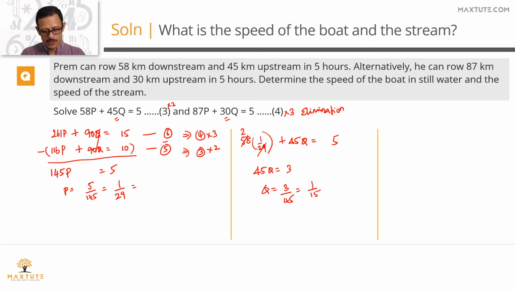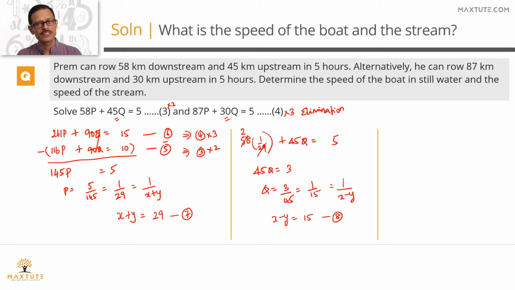What is p? P is equal to 1 by x plus y. That's what we assigned it to be. So if 1 by x plus y equals 1 by 29, then we know that x plus y is equal to 29. Let's call this equation number 7. What is q? Q is equal to 1 upon x minus y. Cross multiply, we'll get x minus y is equal to 15. Let's call this equation 8.